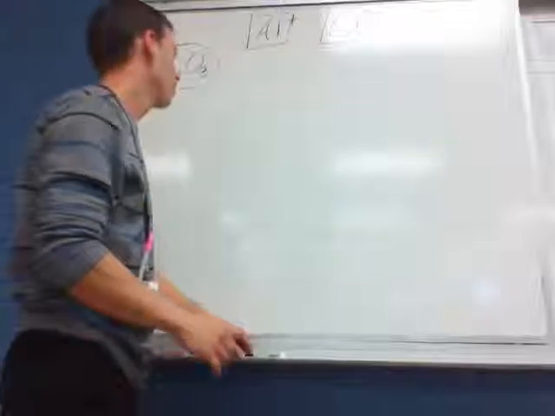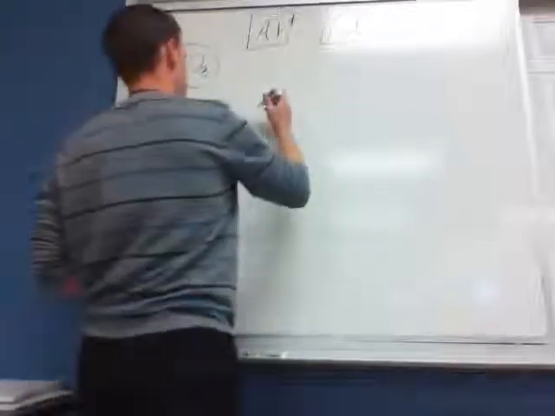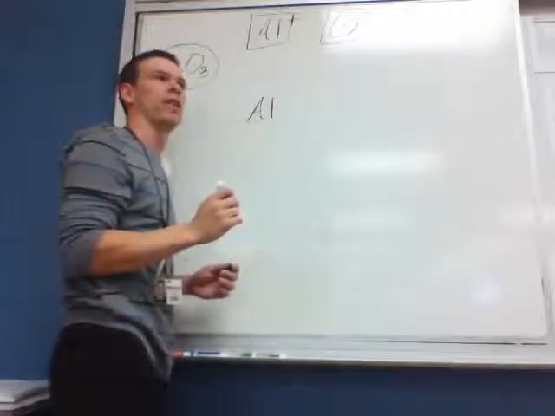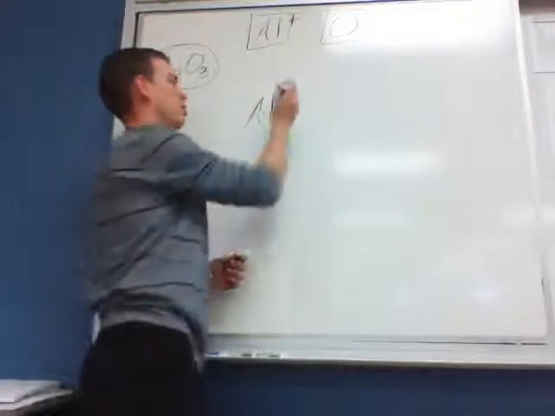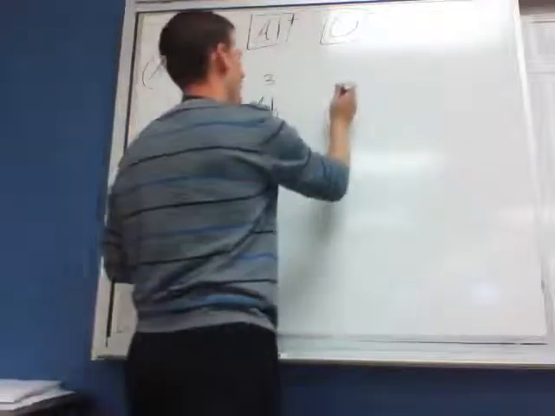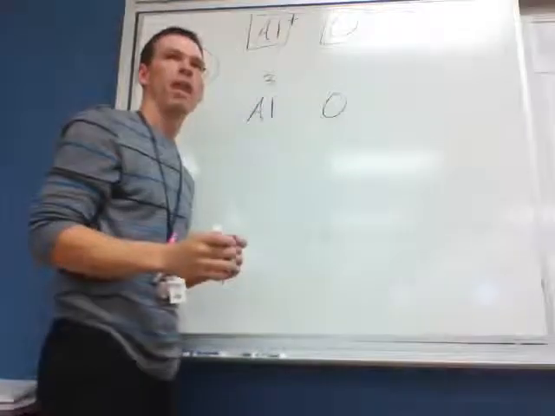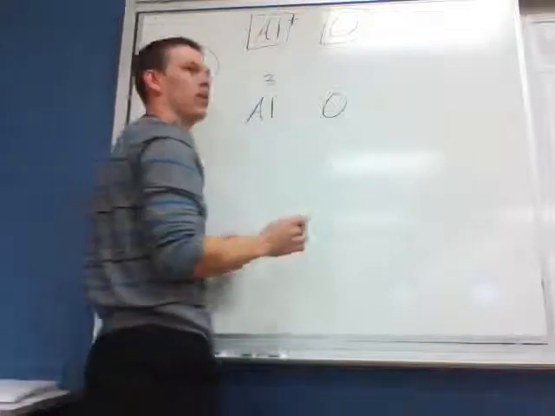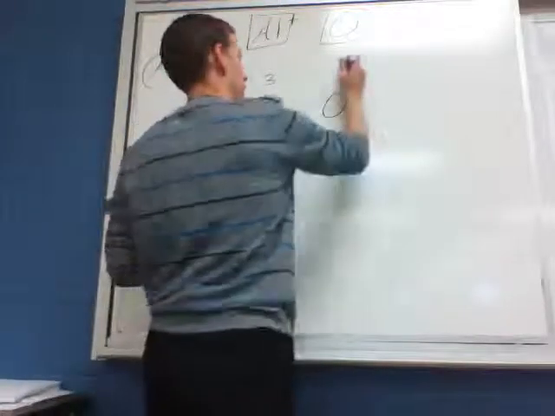Here's the secret. Put your finger on aluminum. If you run your finger to the very top, what is aluminum's predicted charge? It's +3. Put your finger on oxygen. If you run your finger all the way to the top of oxygen, what is it? -2. Does everybody see the -2?